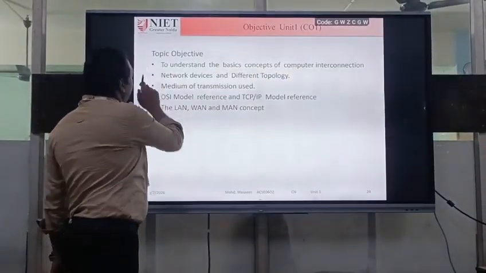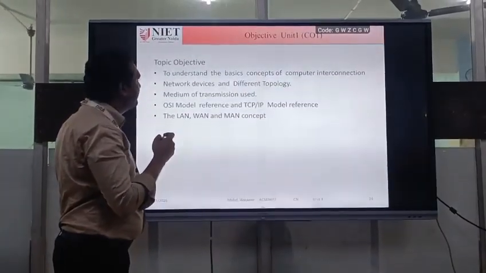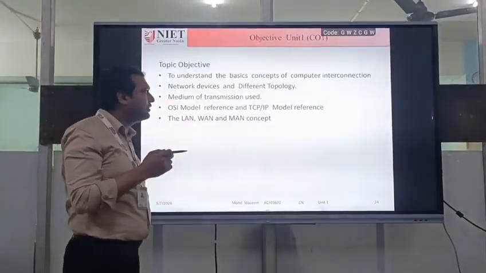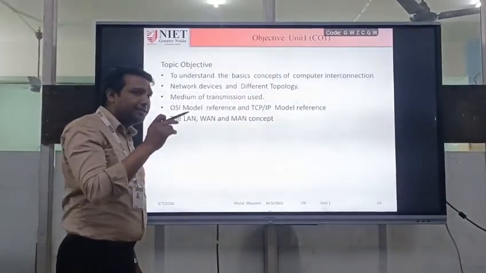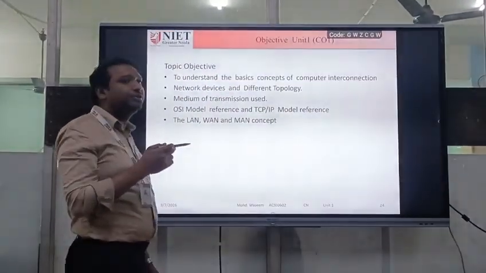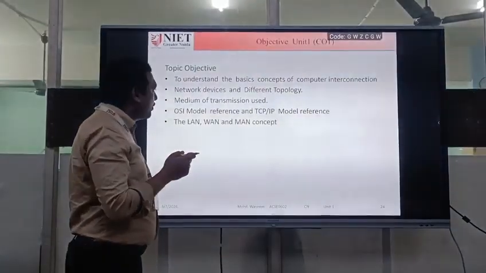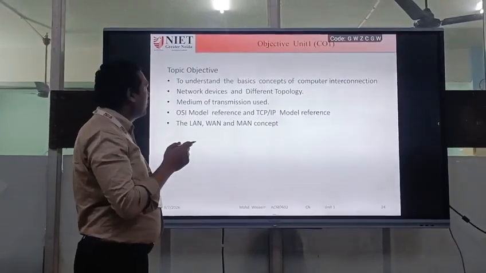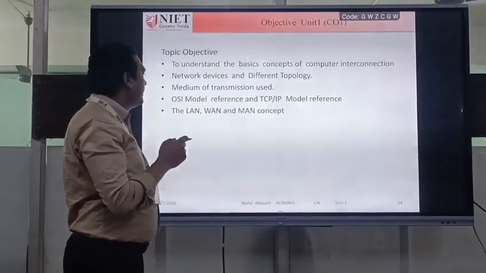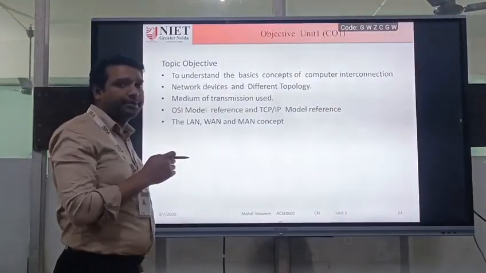The topic objective is to understand the basic concepts of computer interconnection, how devices are connected, and the concept behind that. Second one is network devices with different topologies, I mean, what devices connect the computer network and what different physical topologies are associated with that. Next one is the medium of transmission, what links and cables we are using for transmission. Next one is the OSI reference model and TCP/IP reference model. And the last one is the LAN, MAN, and WAN concepts: local area network, metropolitan area network, and wide area network.